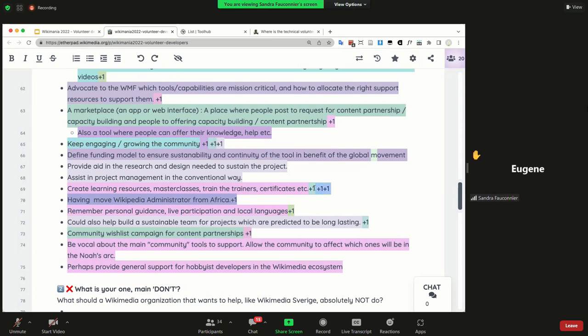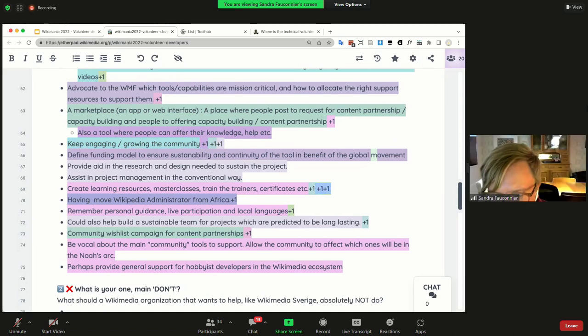Another highlight that I see, and I actually see it. Oh, there's Eugene who raised his hand. Eugene, go ahead.